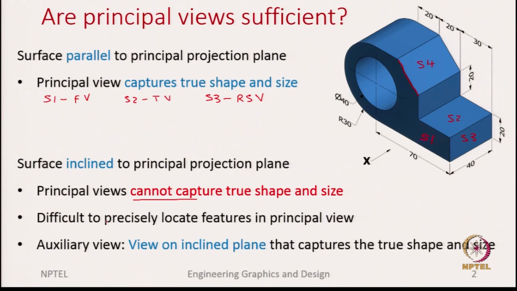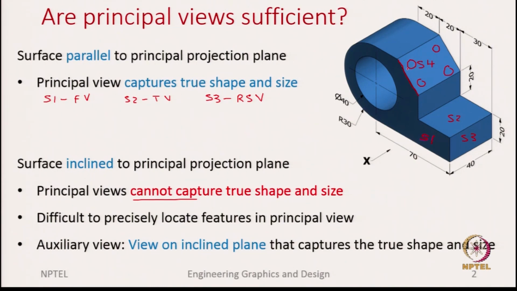Okay. And then the problem is, it is difficult to precisely locate features of this surface on the principal views. So, let us say one needs to drill 4 holes on this surface. How do you represent this information on a regular orthographic projection? Since you are not able to capture the true shape and size, precisely locating the holes becomes a little difficult.